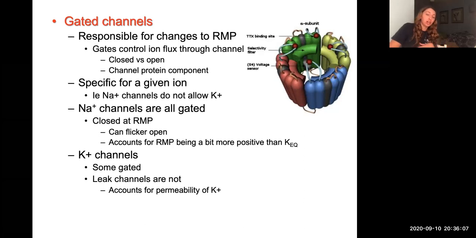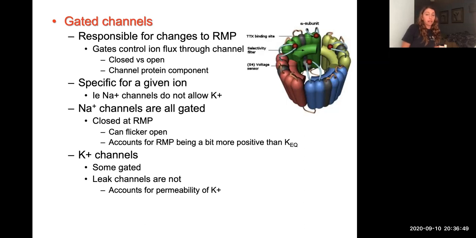So the Na channels, which means the sodium channels, do not allow potassium in. It goes back to what we talked about in previous times, where large molecules have specific receptors. The same goes for ions. Potassium channels can only allow in potassium, and sodium channels are specific to sodium. They're specific to the ion.